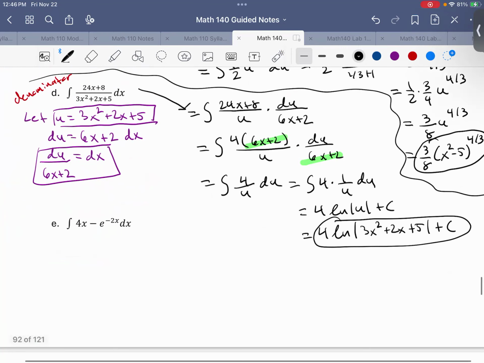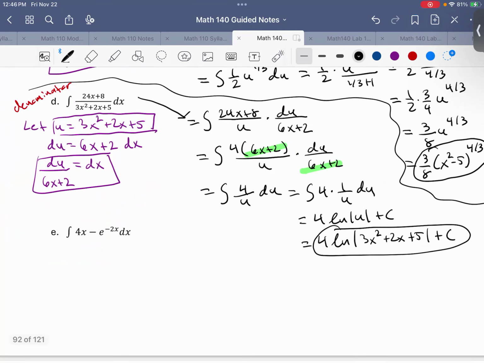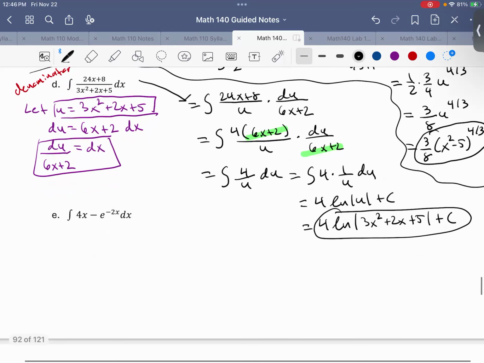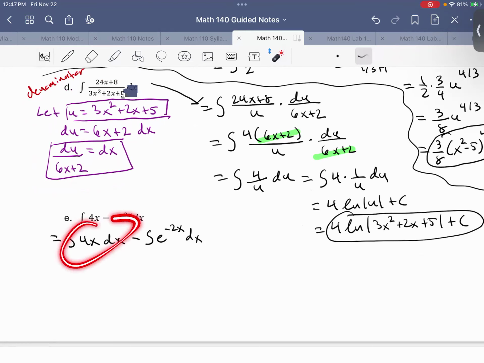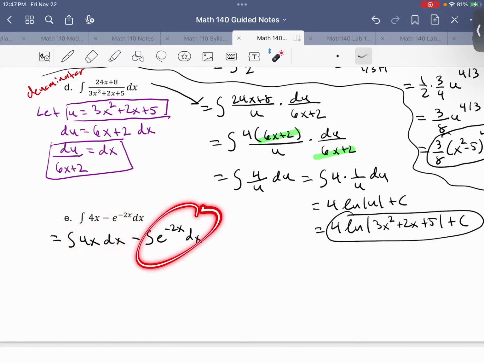Okay, last problem, letter E, we have 4x minus e to negative 2x dx. So to make this a little easier to see, what I can do is split up this integral. So what I can have is the integral of 4x dx minus the integral of e to the negative 2x dx. It's an integral property we can use, and it makes our substitution easier to see. So this left integral is pretty straightforward. We don't have to do any substitution with this, but we need substitution with this right side integral.